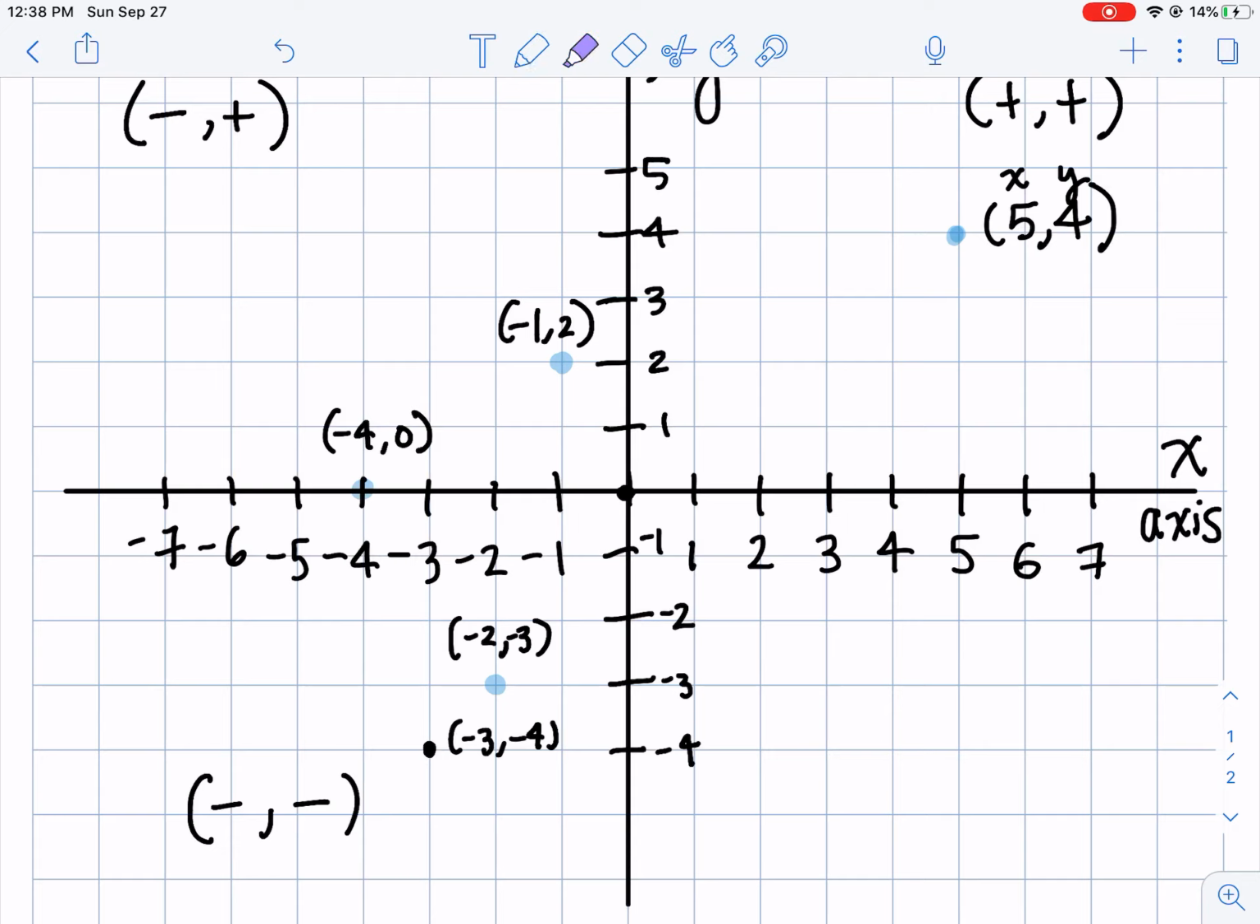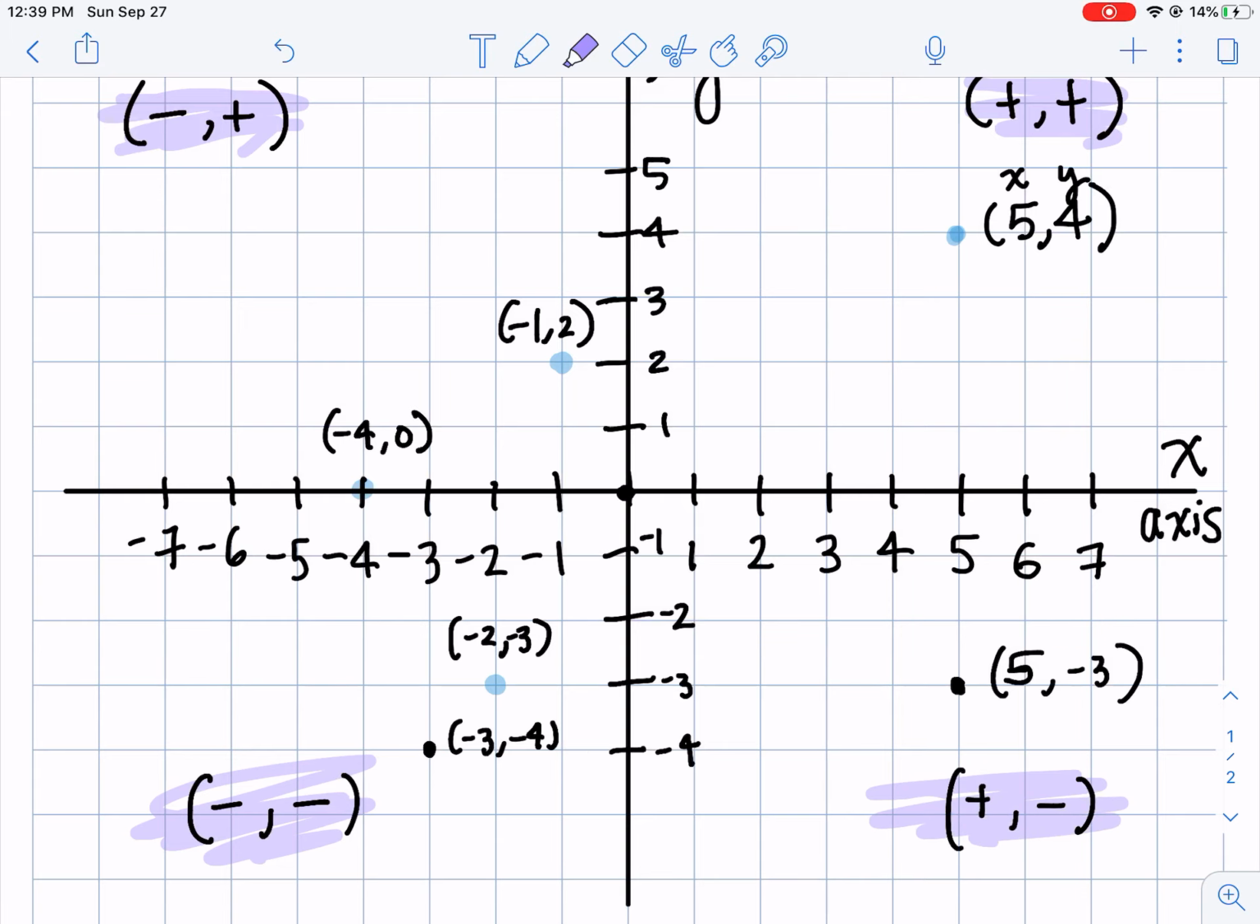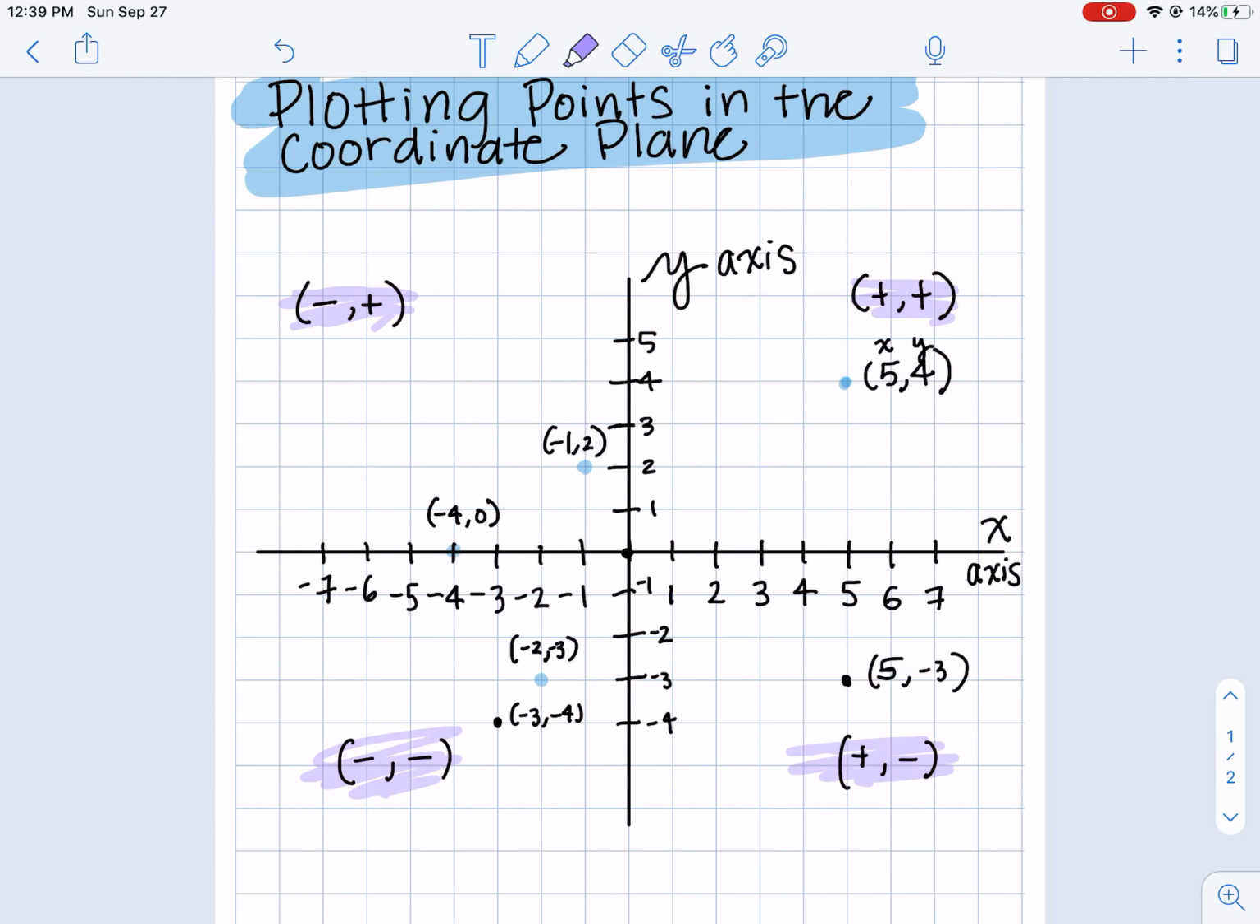What do you think the points in this box will be? They will be positive, negative. I go over 5 and maybe down 3. So you're noticing perhaps that there's a special relationship between all the points in each little box. And wouldn't it be nice if we had a way to name these boxes? Well, we do. We call them quadrants. Quad kind of meaning four, like we're breaking it up into four pieces.